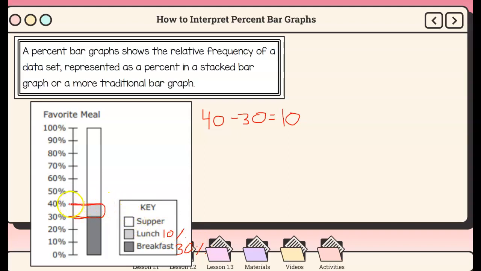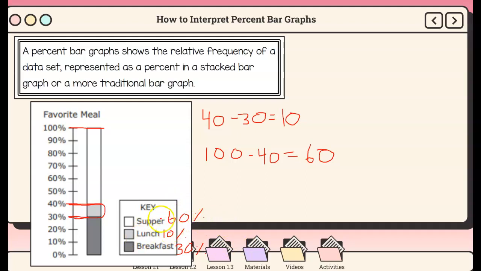And supper or dinner. Okay, it starts at 40 and it ends at 100. So this does not mean 100% of people's favorite meal is supper, right? It starts at 40 and ends at 100. So we've got to figure out what is the difference between 100 and 40. So we'll do 100 minus 40, and we get 60. So 60% of people surveyed, their favorite meal is supper.